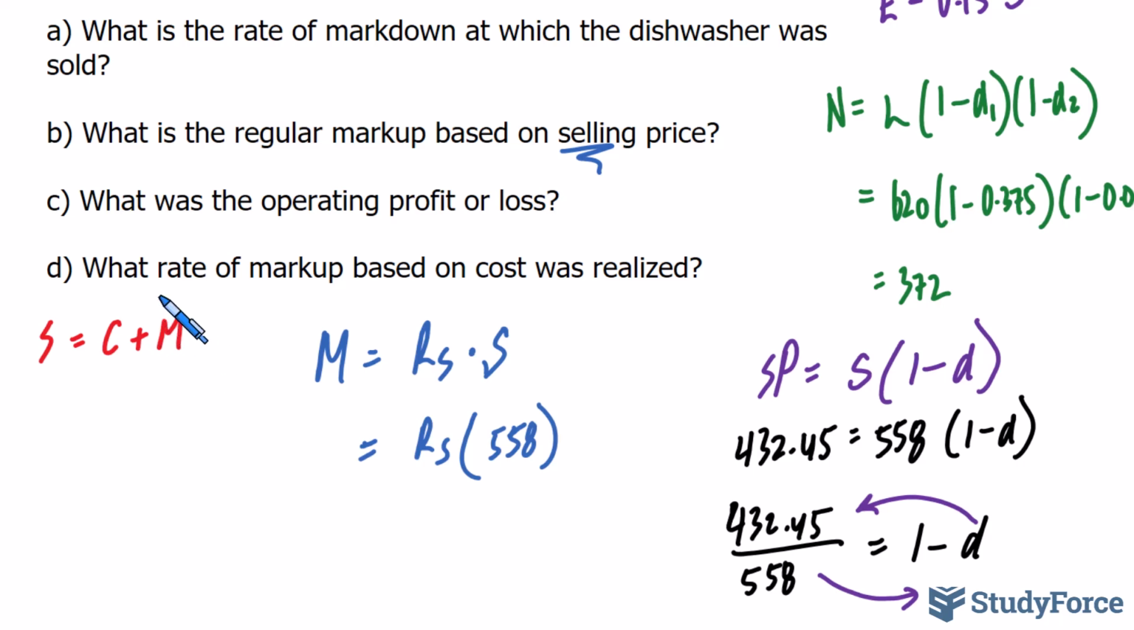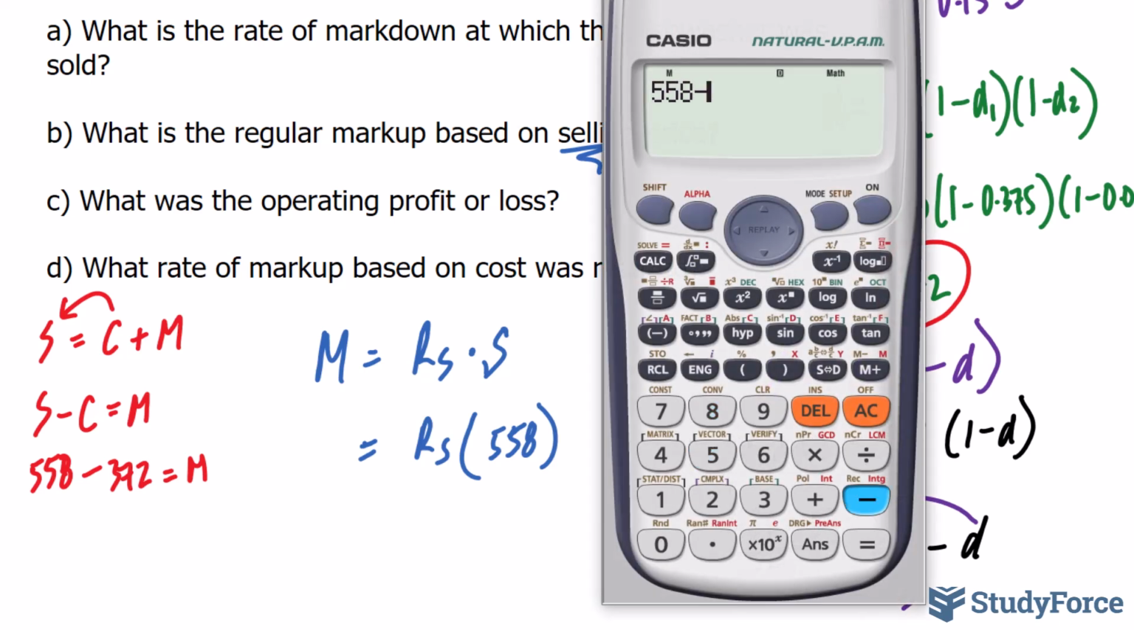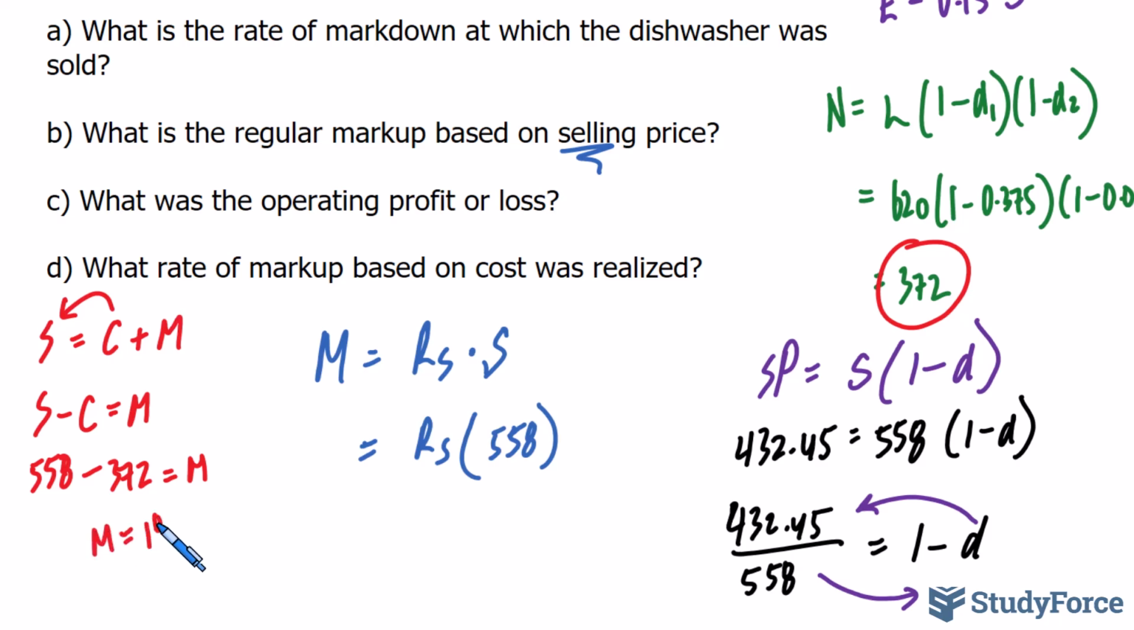And if we rearrange by bringing the C over, we have the selling price take away the cost is equal to your markup. So if we can find the output of the selling price take away the cost, we have found our markup. Well, the selling price is $558, and the cost is what we found earlier as $372. So let's go ahead and subtract those two. 558 take away 372, and we end up getting 186.